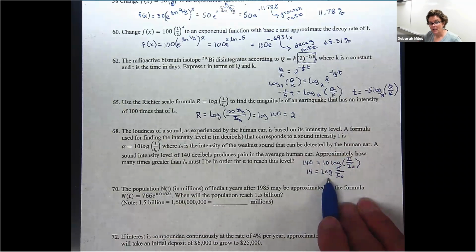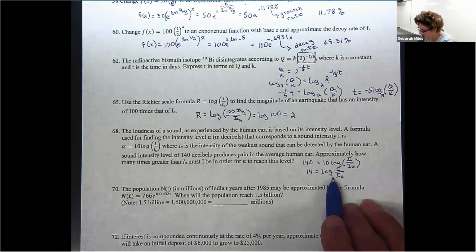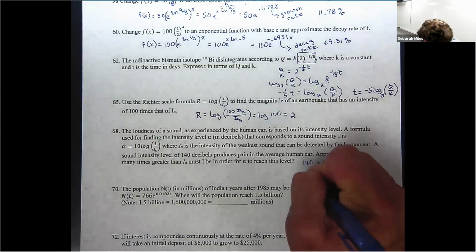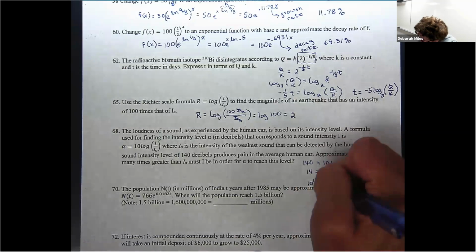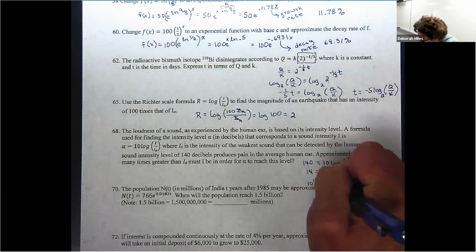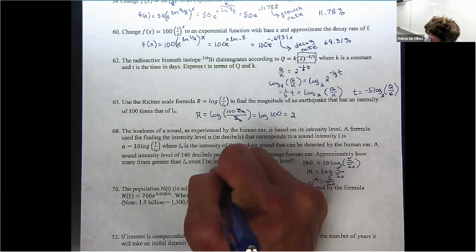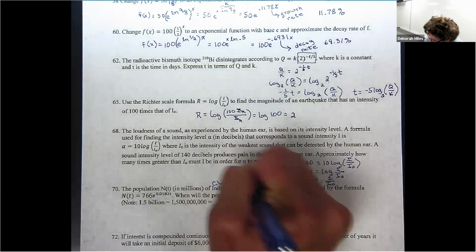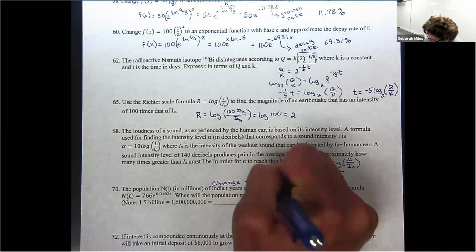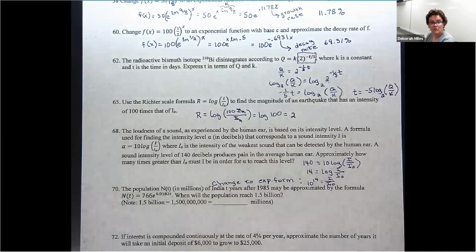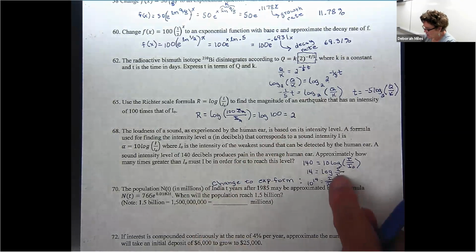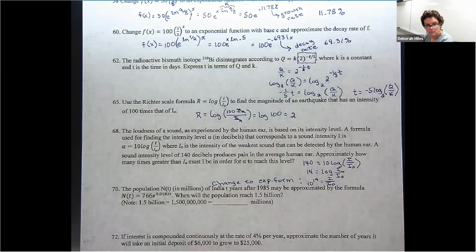Well, I can write it in exponential form. The base is 10, so in exponential form, this would be 10 to the 14th equals I over I sub 0. I'm just going to write change to exponential form here for you. 10 to the 14th equals I over I sub 0.